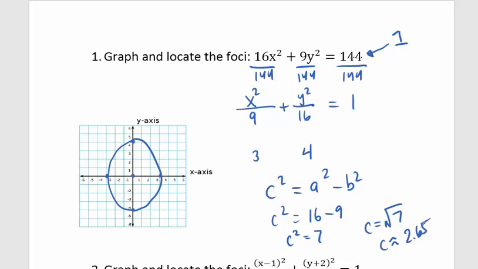And since our graph is not going to be perfectly accurate, we don't really need to be that precise here. But so we're going to go up now. My foci are going to be on the major axis, up 2.65, so right about there, and then down 2.65, so right about there. So those are the locations of my foci.